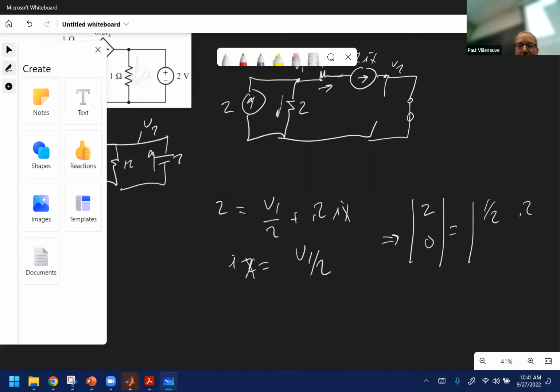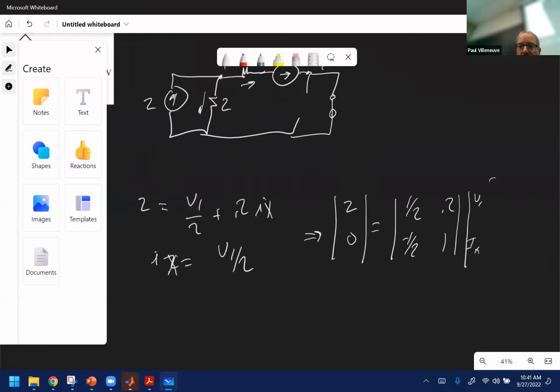So I'm going to say... And then 1. This is V1 and Ix. And so in this case, you only have Ix equal to just the one term. So that's how you do superposition for this one.